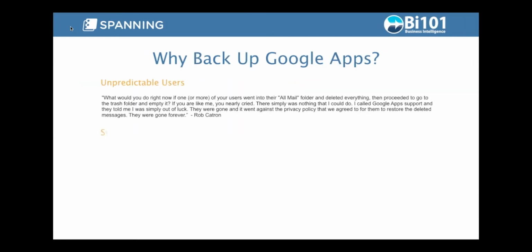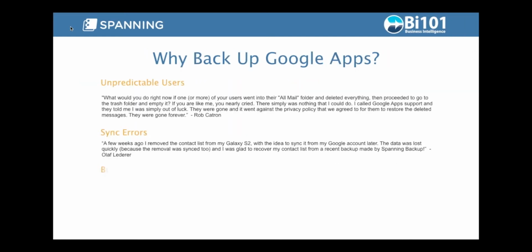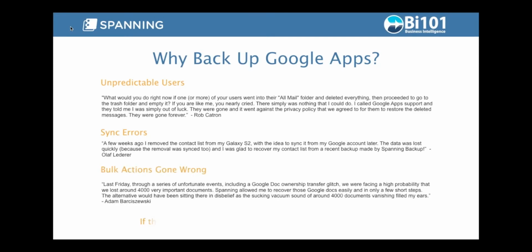And like I said, why back up Google Apps? Here are actual user stories on why to do it. One of the things that can happen is sync errors. You're working on one tablet at home, and then you try to log into your laptop at work and something happens, or you deleted some contacts in your tablet and it never got backed up into Google due to some sync reasons. This is something where Spanning Backup can help.